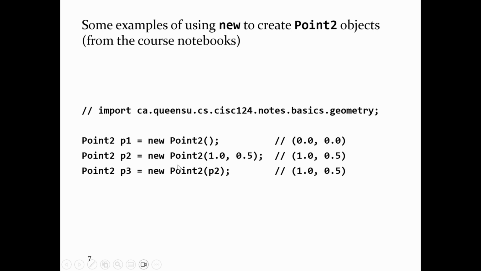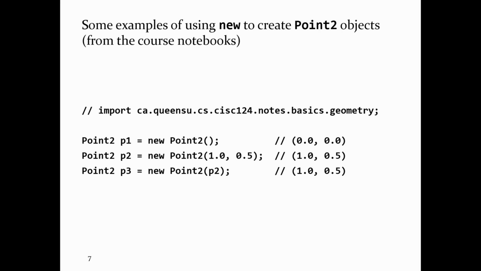Here's three examples of using new. Here we've got 3 points, P1, P2, and P3. The first point, P1, is created by using the new operator, calling a constructor, and that particular constructor sets the state of the point to 0, 0. The second constructor sets the state of the point to 1 and 0.5, and the third constructor copies the point P2, and so it makes a third point whose coordinates are also 1 and 0.5.